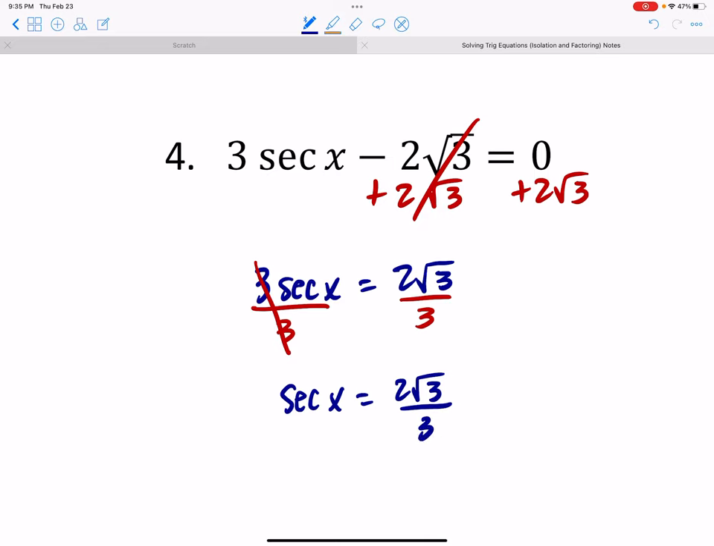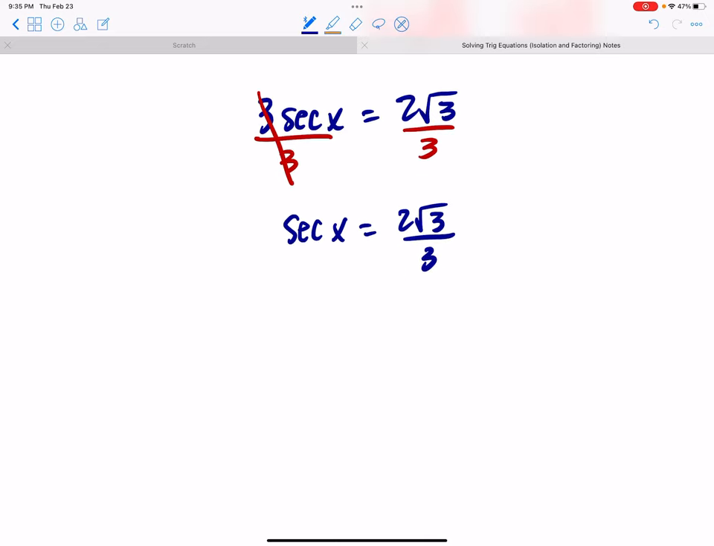Now again, I'm looking for an angle, but secant's a reciprocal. I'm holding two things in my head. I don't know if I can do it, so I'm not going to try. I'm going to rewrite this. So the secant is the reciprocal of cosine. This means the cosine of my angle would have to equal the reciprocal of what I have here. So that's going to be 3 over 2 radical 3.